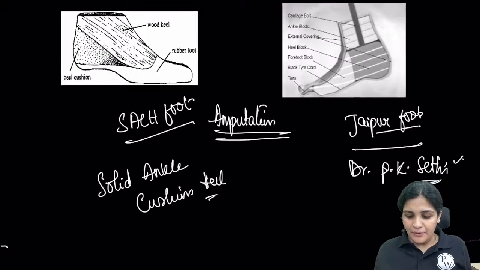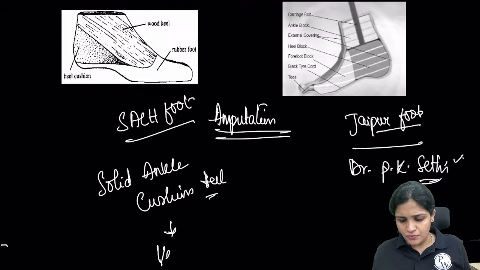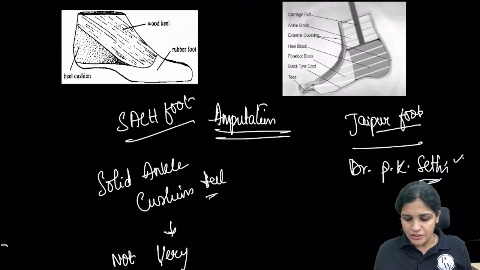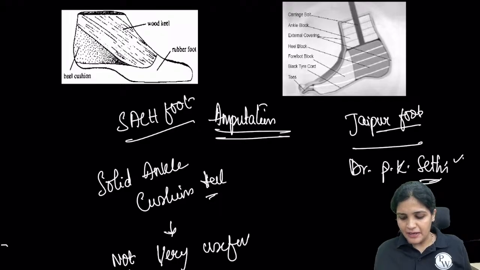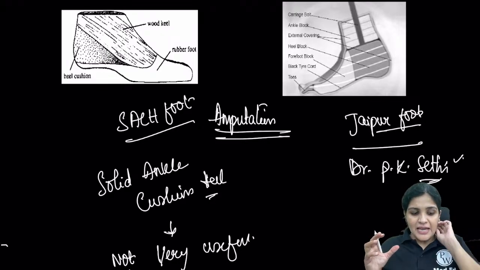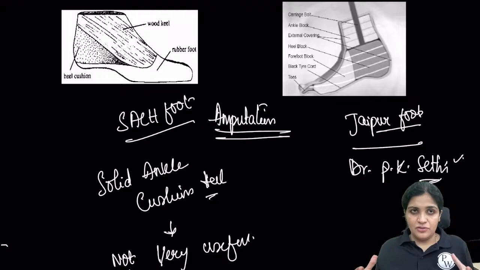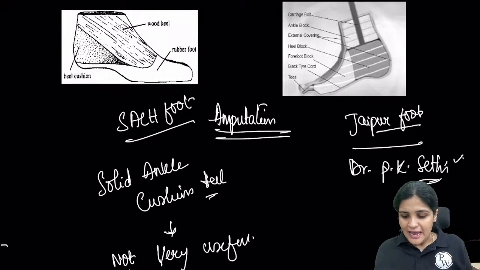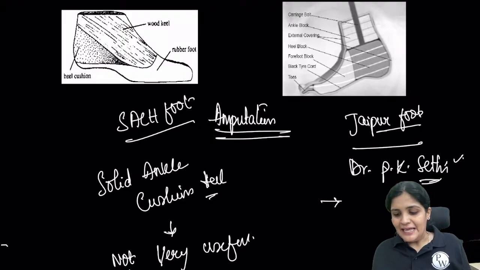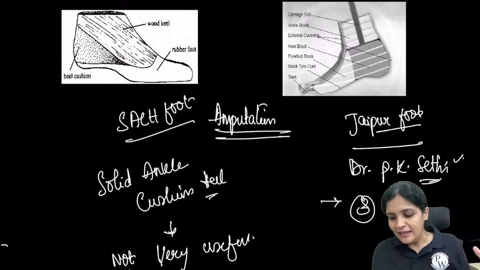And what you have to remember is that the Sach foot is not very useful for Indian conditions, because it is made by a solid ankle cushion. That means you can't do anything with that. There are no movements possible, and you have to always wear footwear. You can't walk barefoot. But the Jaipur foot has been made with multiple blocks. There are 3 blocks which have been combined, and you can do all the movements such as plantar flexion and dorsiflexion, and you can do barefoot walking also with this.